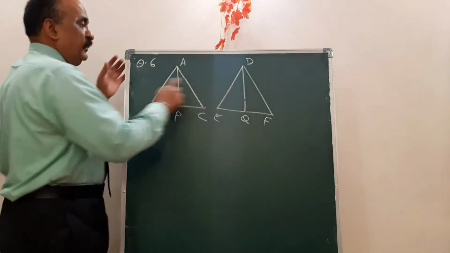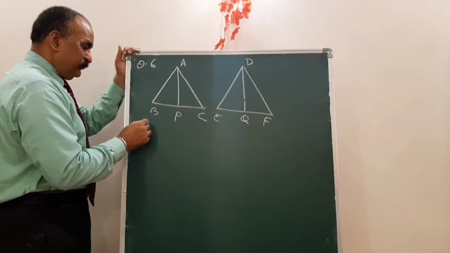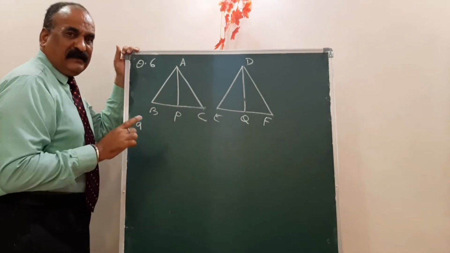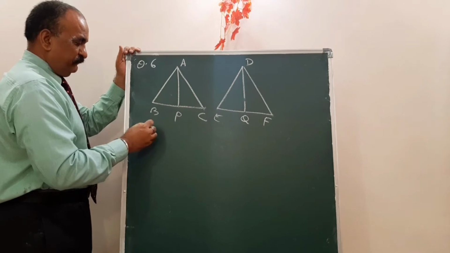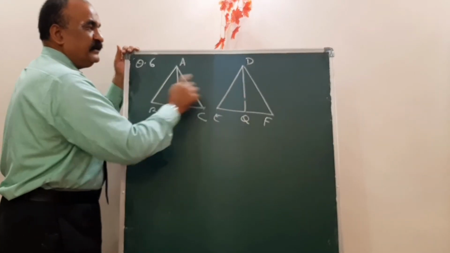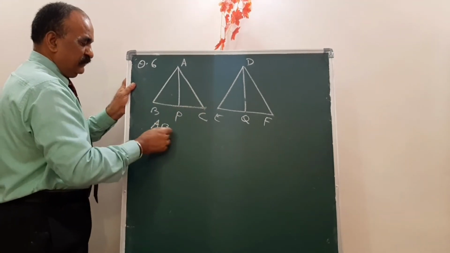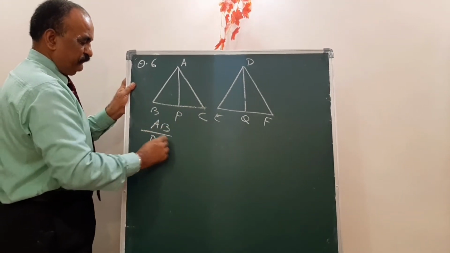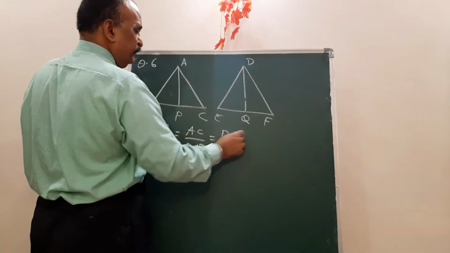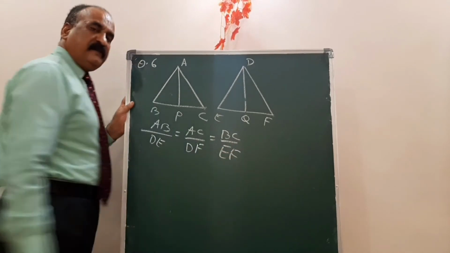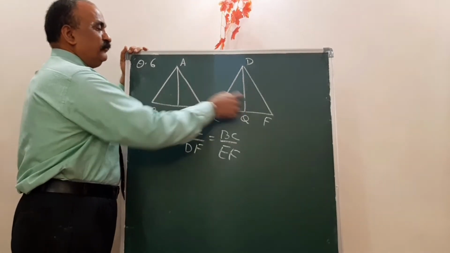So what you have to show? The ratio of the area of two similar triangles. If these two triangles are similar, this is given to you. It means the sides are in proportion. So you can write in triangle ABC and triangle DEF, what is given to you? AB upon DE is equal to AC upon DF is equal to BC upon EF. This is given to you. And what you have to show? You have to show the ratio of the area of these two triangles.